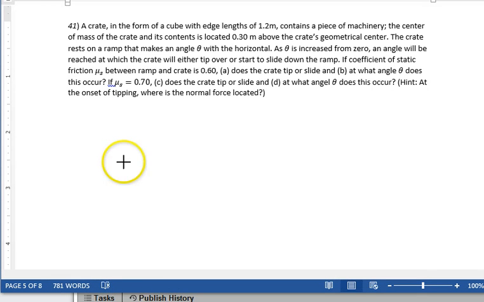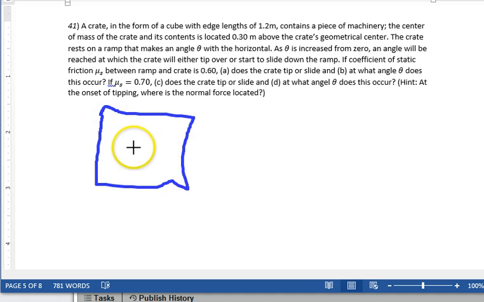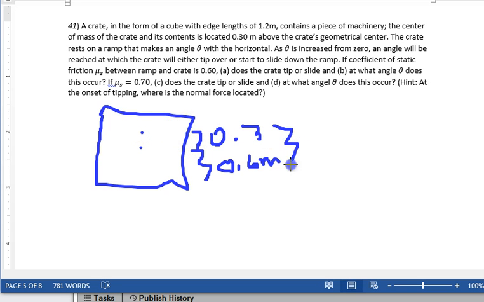Alright, for this problem we have a crate that is a cube and it is 1.2 meters on a side, and its geometrical center would be 0.6 meters up. We're told that because of a piece of equipment inside of it, the center of mass of the crate plus its contents is actually 30 centimeters higher, 0.3, so a total of 0.9 meters up, right? Center of mass is 0.9 meters up.